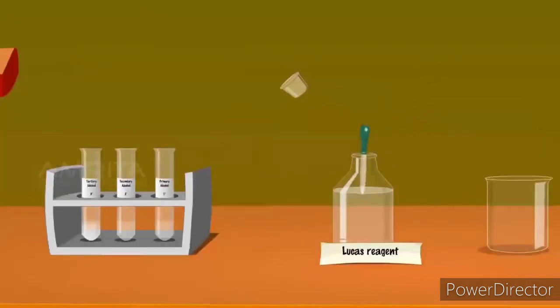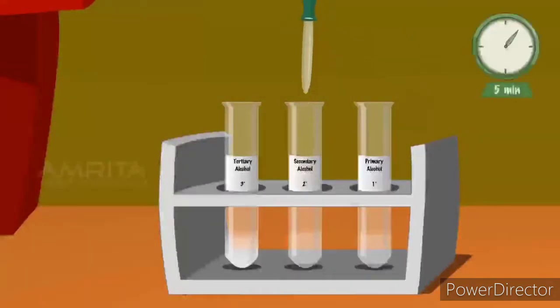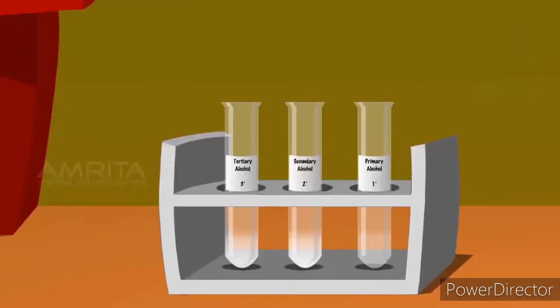Take Lucas reagent using the dropper. Add a few drops of it into the secondary alcohol and keep the test tube undisturbed for 5 minutes. Secondary alcohol reacts in about 1 to 5 minutes with Lucas reagent to form alkyl chloride, which being insoluble results in cloudiness in the solution.